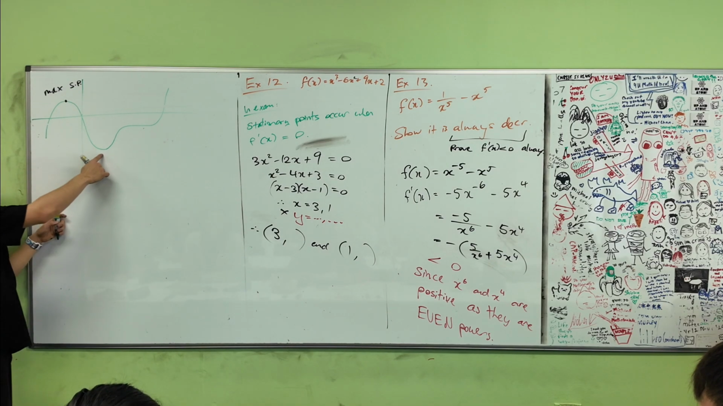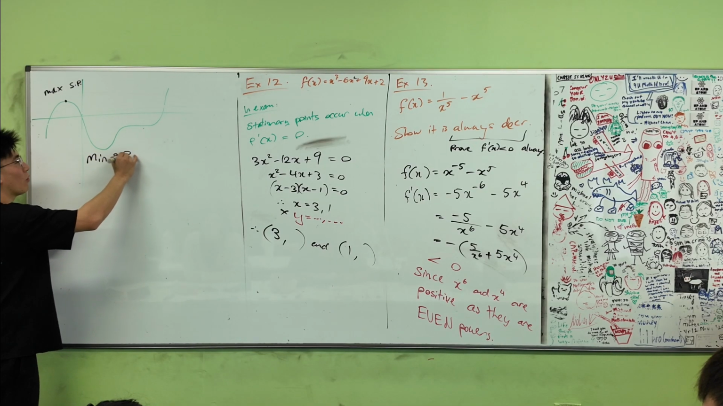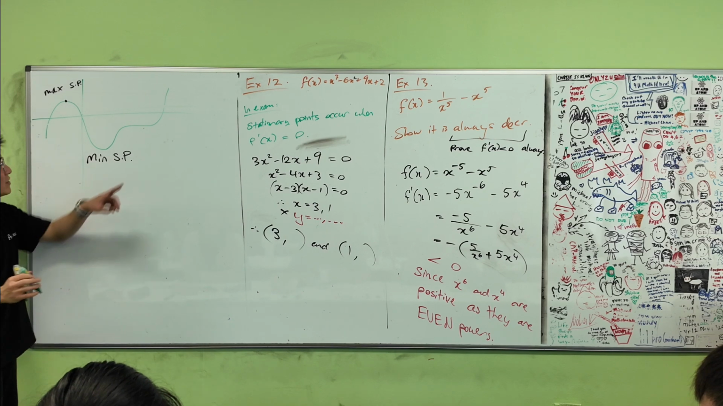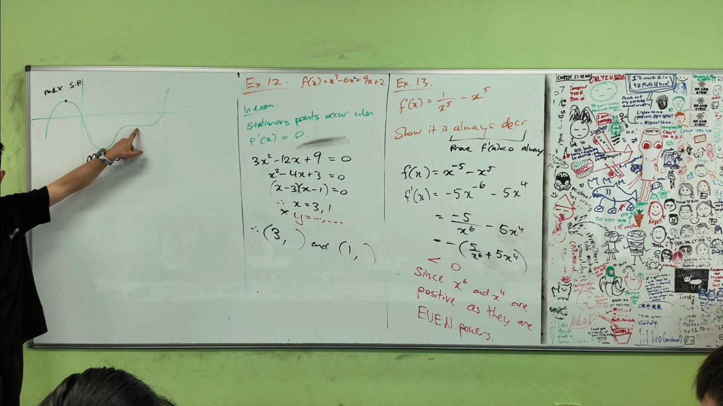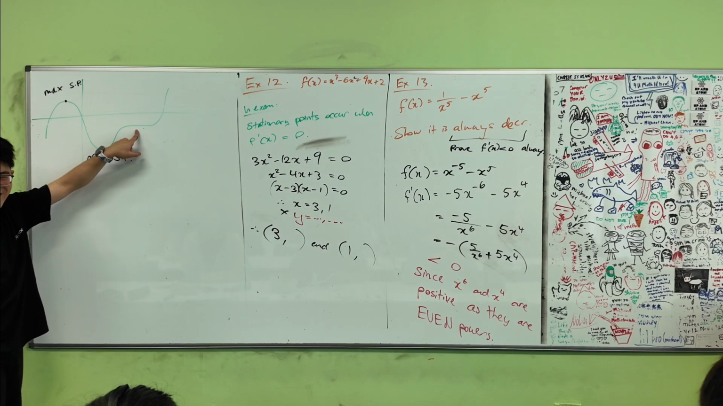Sorry, what were you guys saying? Did you have a different name for it? Oh, okay, go, next one. Minimum stationary point. Okay, someone from this side of the room. Someone from this side of the room. What do you think I call this one? This side of the room.